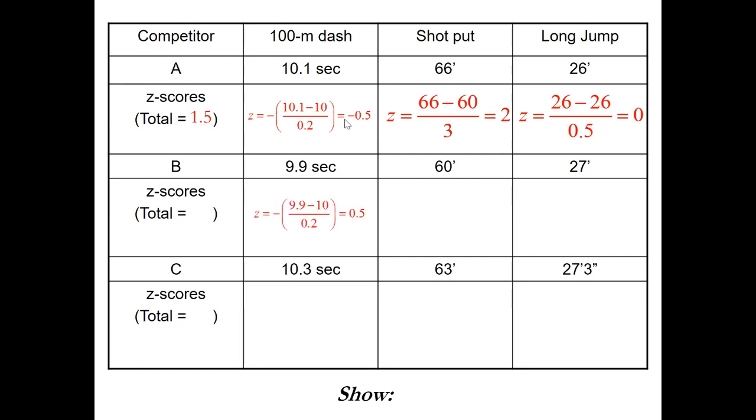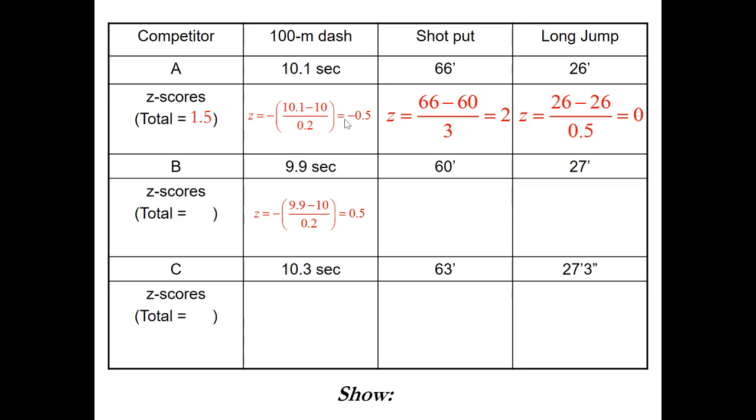Let's talk about competitor B. They came in, they ran faster than the mean time. In fact, 0.5 standard deviations better than the mean time. So they get 0.5. So we're going to take a moment, try it out for their 60-foot shot put and see what you get for their z-score.